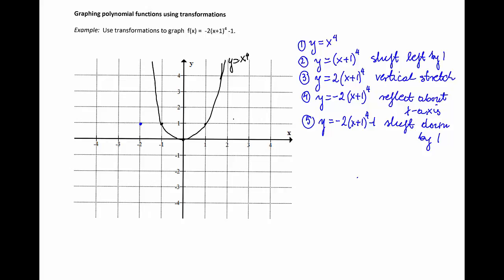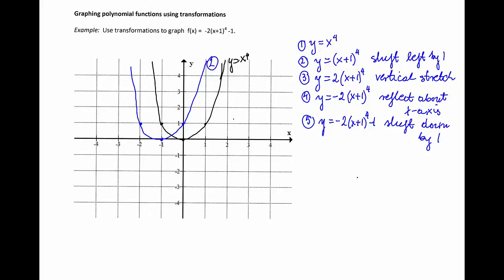So the point (-1, 1) moves to (-2, 1), (0, 0) to (-1, 0), (1, 1) to (0, 1). And here is the graph of the second function, (x plus 1) to the 4th.